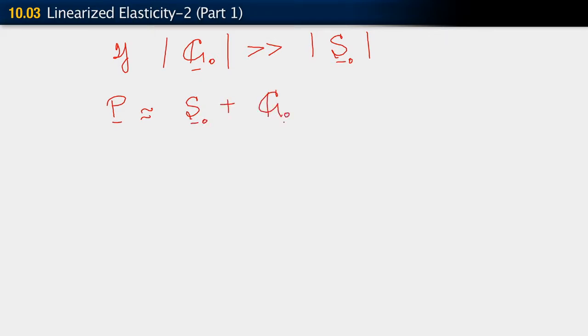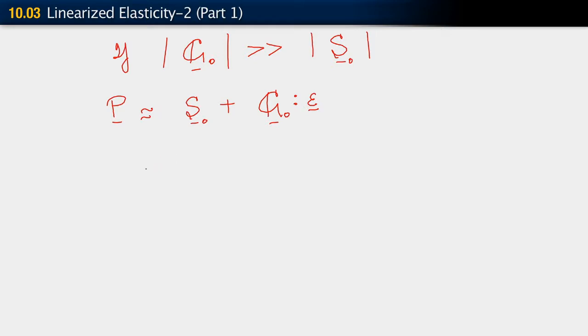So if the Euclidean norm of this quantity is much bigger than the Euclidean norm of S naught, one can say further that P is now approximately S naught plus C naught contracted with epsilon.